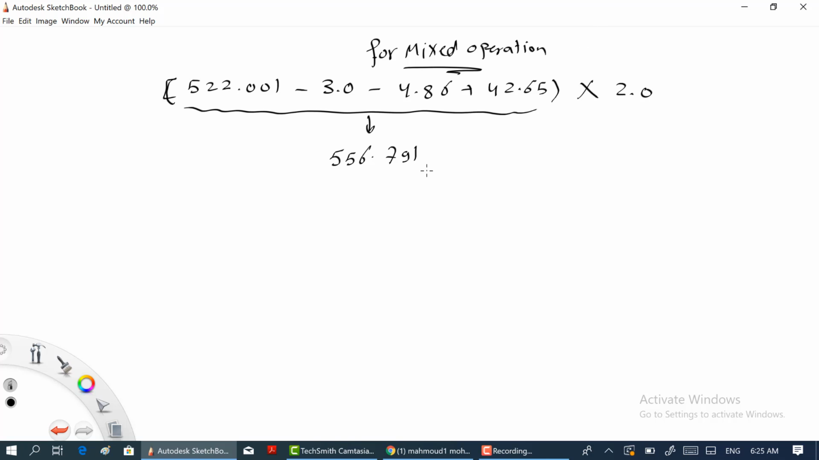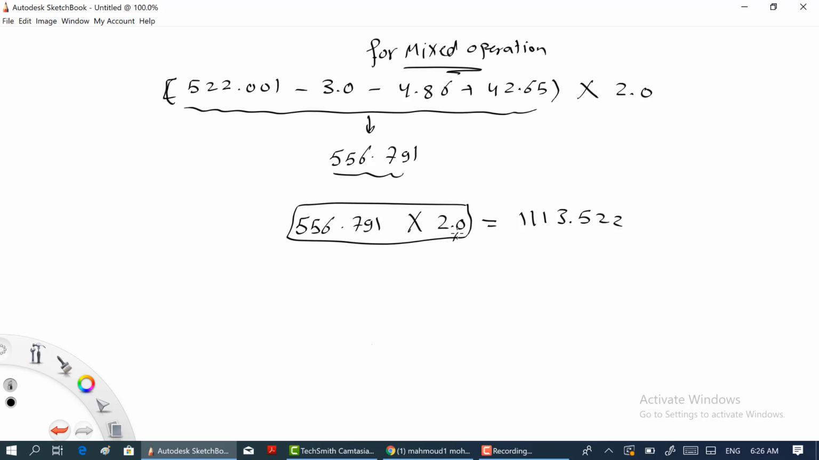Firstly, we take the first part, according to the rule of significant figures that says to use the lesser number of digits after the decimal point. After this, we find the new operation. This new operation equals 556.791 multiplied by 2.0. In this case, the answer will be 1113.522. In the case of multiplication, we take the lesser number of significant figures.